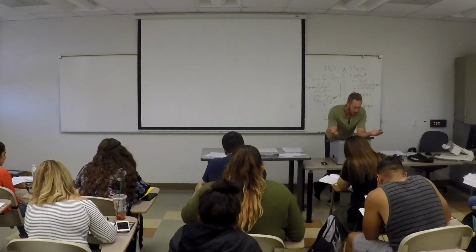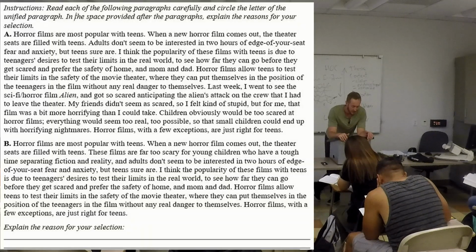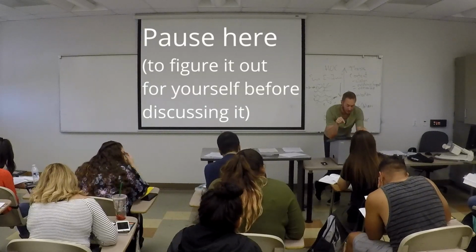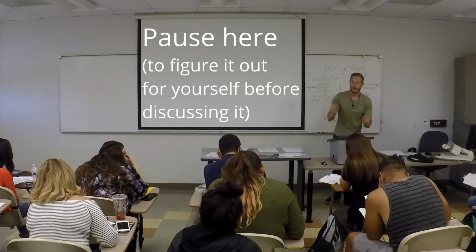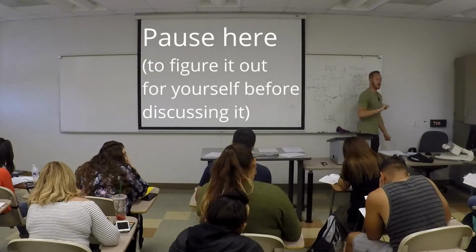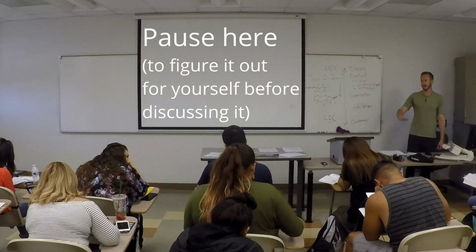Cool. Your job right now is to read each of the following paragraphs carefully and circle the letter of the unified paragraph, the one that is most unified. In the space provided below it, explain the reasons for your selection. You're writing on this, so feel free to also write in the paragraph. If you found something, bracket it or circle it or underline it, because you're going to have to explain your evidence after. So I'm going to give you a minute for that.